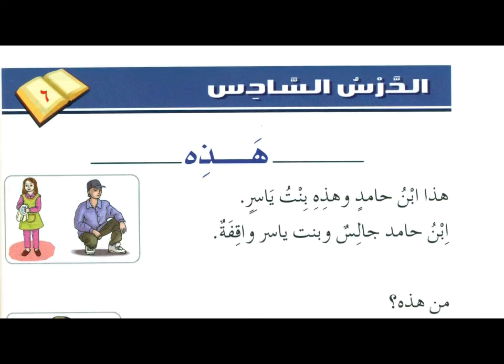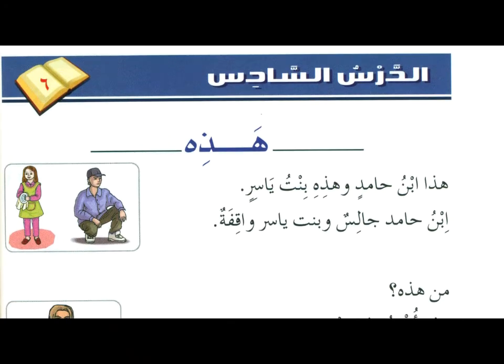Durus, the sixth lesson. Hazihi, this. The word hazihi is used for feminine only. Hazabnu Hamidin. So you note these two alifs become silent because alif or hamzatul wasl is pronounced only when it is at the beginning of the sentence. It is not at the beginning of the sentence here, so it is silent.